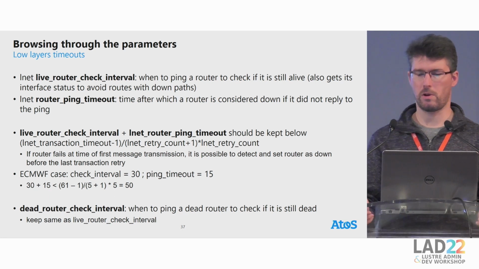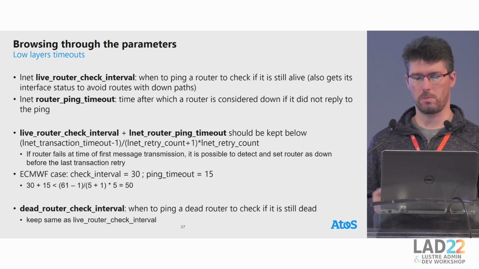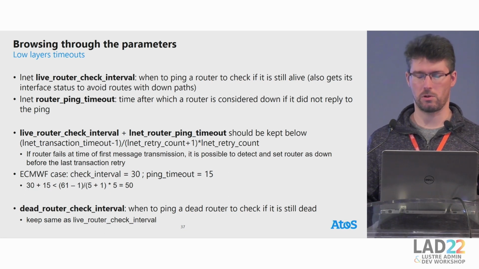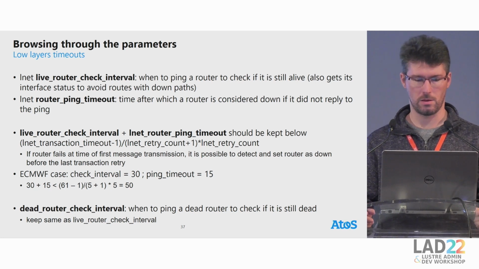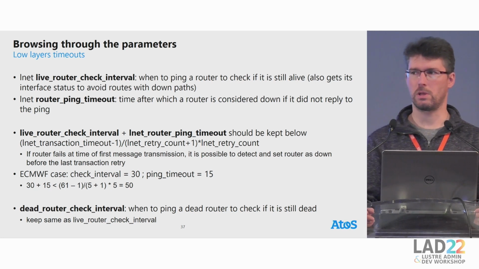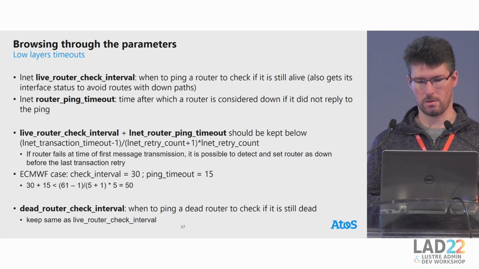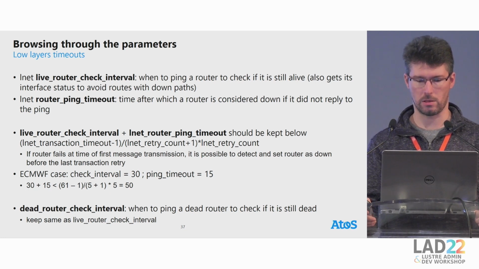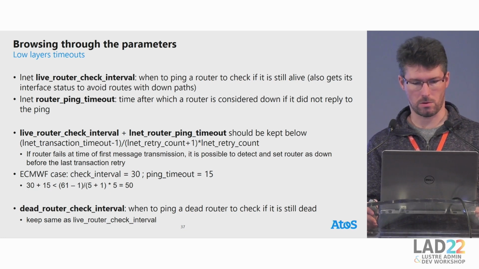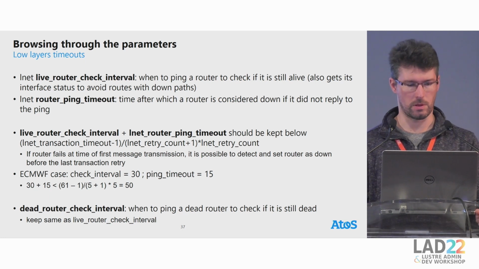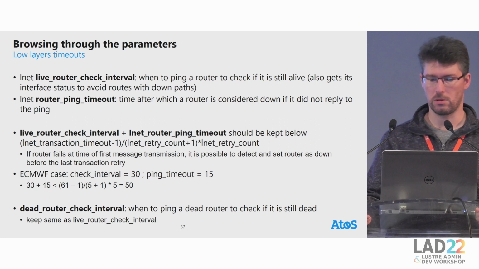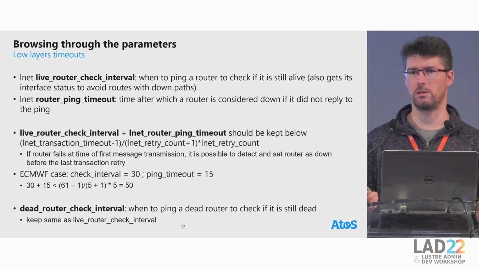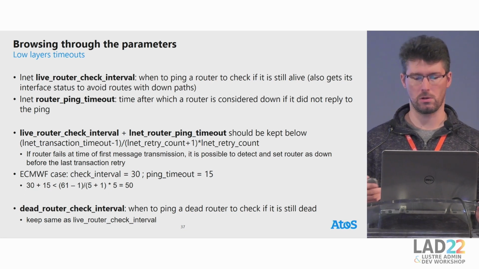The live router check interval plus the ping timeout needs to be kept below a part of the LNet timeout. In our case, we wanted to have the opportunity to resend before an IB packet is dropped. So we set both to 30 and 15. The dead router check interval is the same as the live router check interval, except that it is triggered when the router is considered already down.